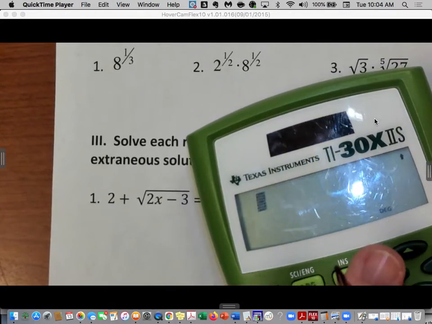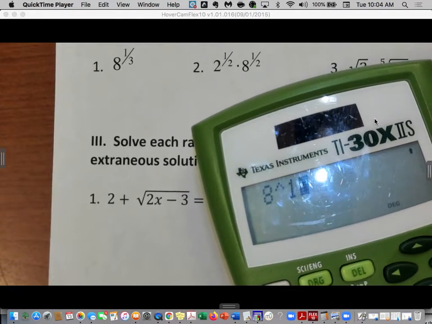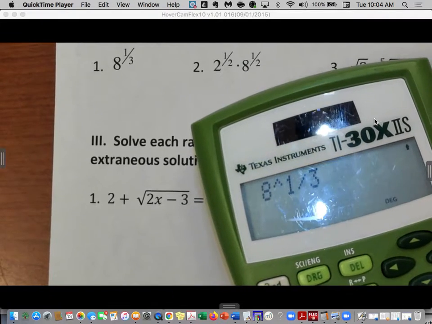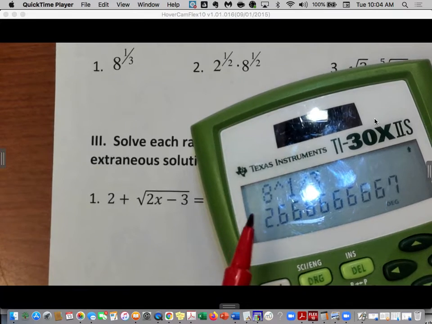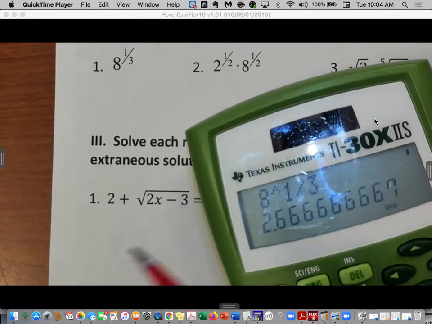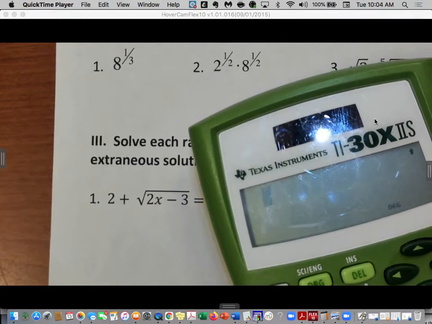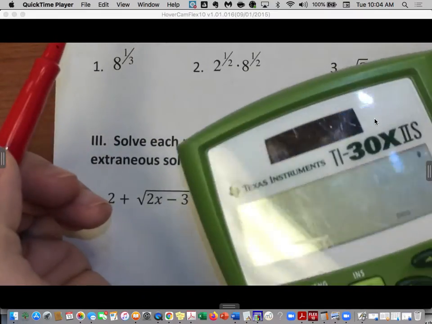If I just did it as 8 to the 1/3, the calculator's not going to do it, because what it's doing is it's going to do 8 to the power of 1 and take that answer and divide that by 3. So you have to group it so the calculator knows that that power is all one thing. You could even type number 2 in and the calculator will give you the answer.